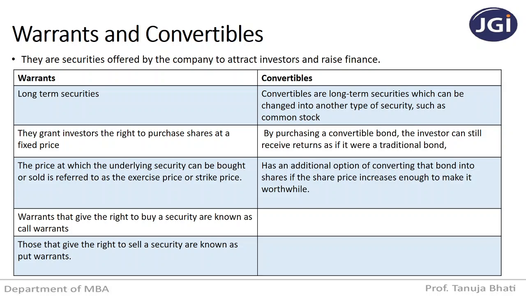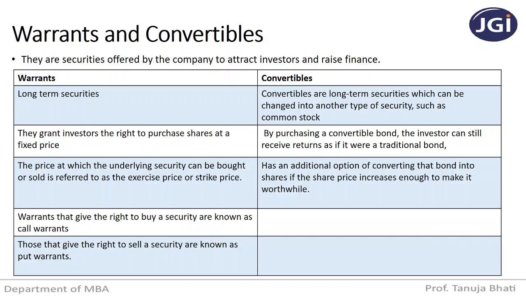So what is exercise price? The price at which the holder of the warrants can purchase a fixed number of shares of the common stock, that is the equity, is normally referred to as the exercise price. So the price at which the warrant holder will purchase the shares is called the exercise price or strike price. Warrants that give the right to buy a security are known as call warrants, and warrants that give the right to sell a security are known as put warrants.